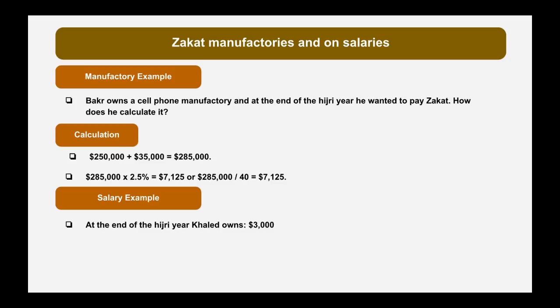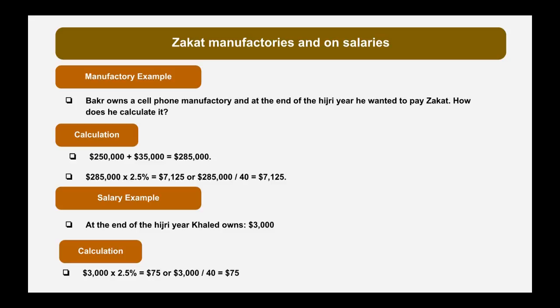So how does he pay his zakat? Khalid takes the $3,000, multiplies it by 2.5%, which will give him $75, or he can take the $3,000 and divide it by 40, and it will give him $75. That's the amount that Khalid should pay as zakat for his salary.